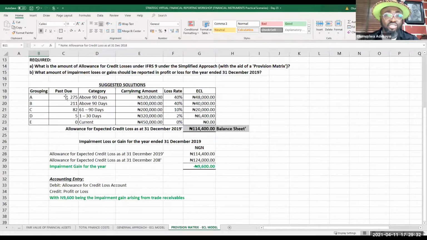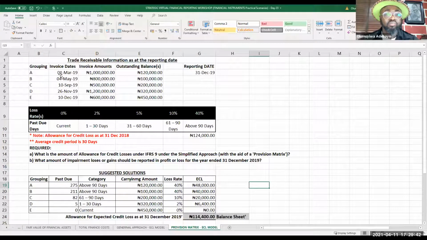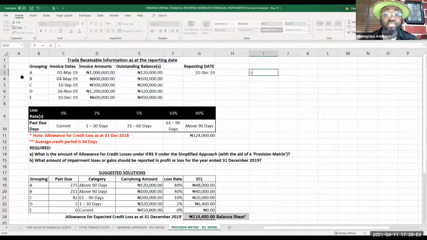Now, how do I get 275, 211, 82, 5, and 0? It's a simple analysis. Ask yourself. Look at this date. 1st of March, add 30 days to it. If you add 30 days to it, when is it due?